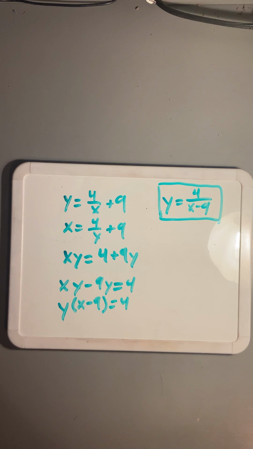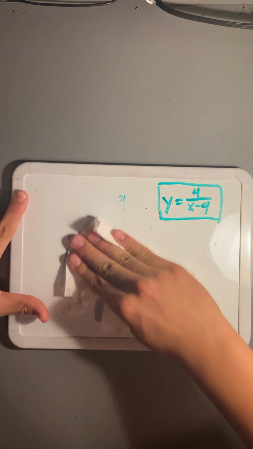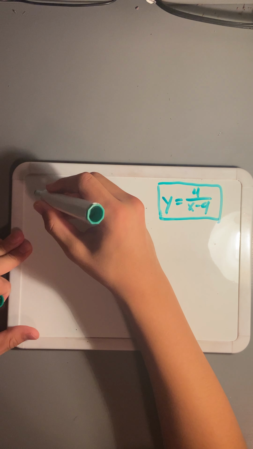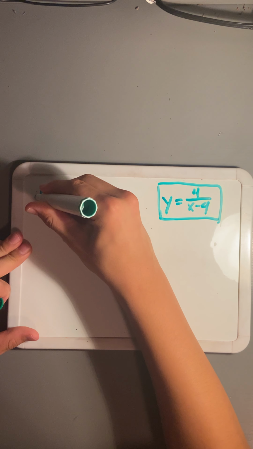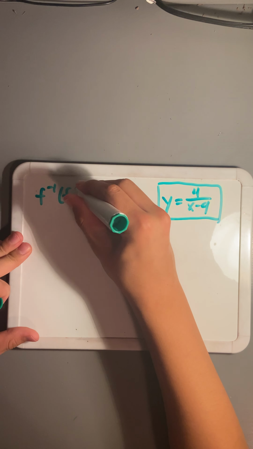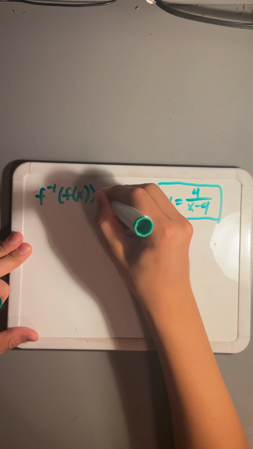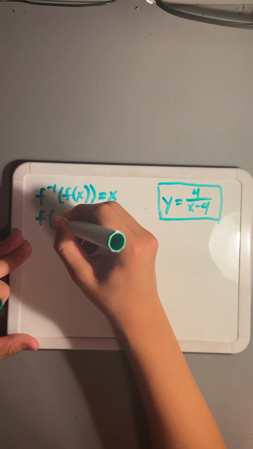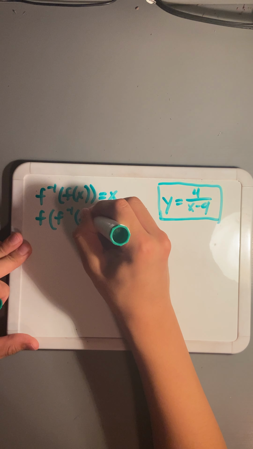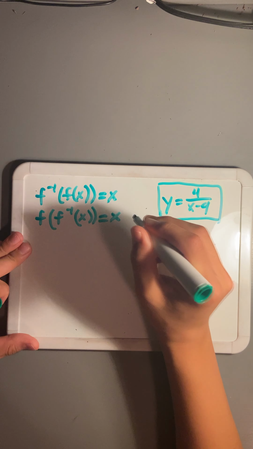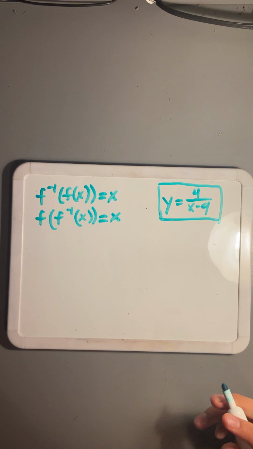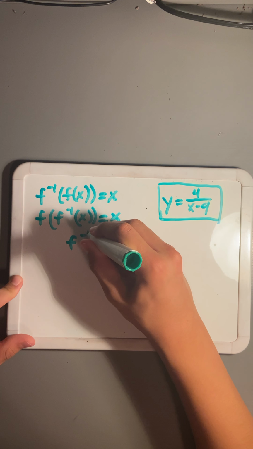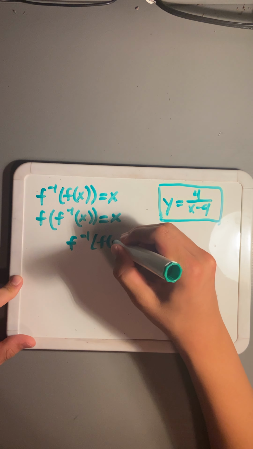However, we need to prove this. You should have learned this in class, but to prove it, the inverse function of the function must equal x. Conversely, the function of the inverse function must also equal x. So let's prove that. Let's do the first example: the inverse function of the function.